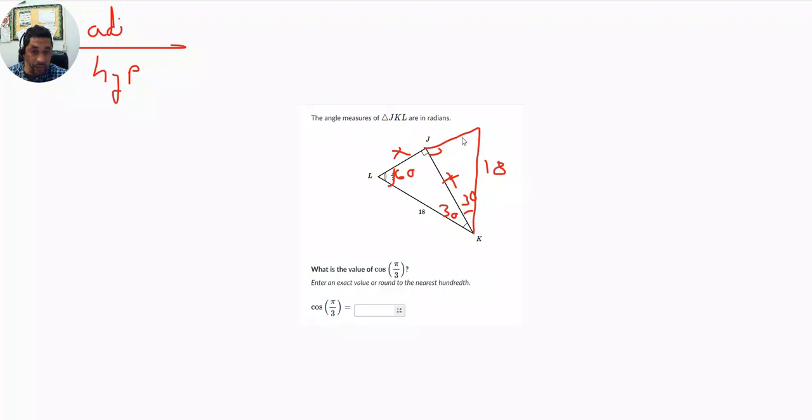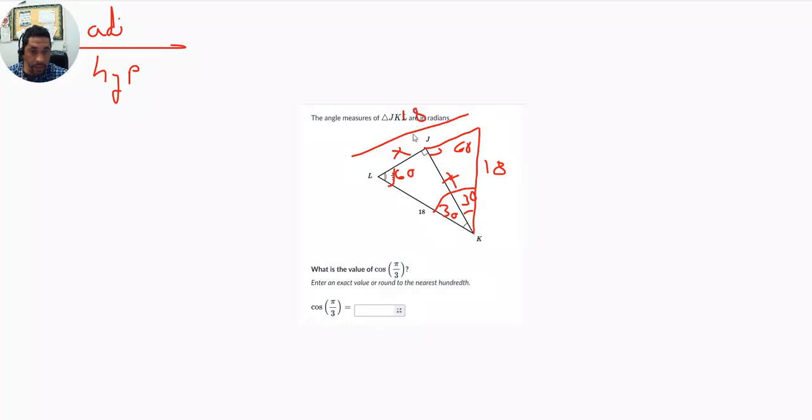Now, if I draw another side of that triangle right here, I will have 60 right here. And then we have two 60s, which makes these two here 60. So this is an equilateral triangle, with sides 18, 18, which means this side here, the base, is also 18.